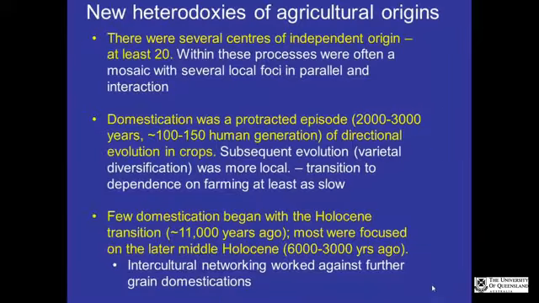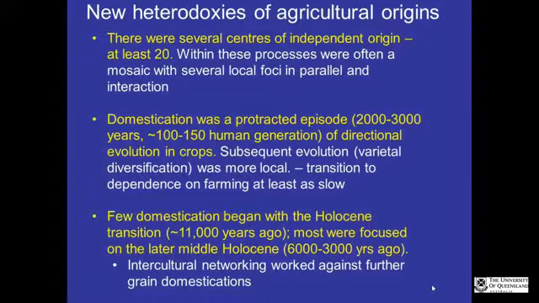But if we come back to those three points I started with, I think we can now look around the world, and there's good evidence for lots of centers, not everywhere, but lots of centers of independent origin, something like 20. And within these, there's often a mosaic sort of process. And within them, domestication is slow. So where we have quantifiable evidence, we're looking at domestication taking 2,000 to 3,000 years. That's 100 human generations rather than one or a few. And that's really a subsequent evolution. Varietal diversification may be much more local, and it may be much more rapid, but it's a different set of processes.